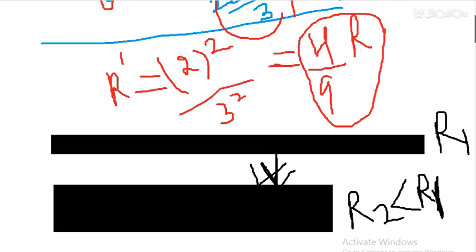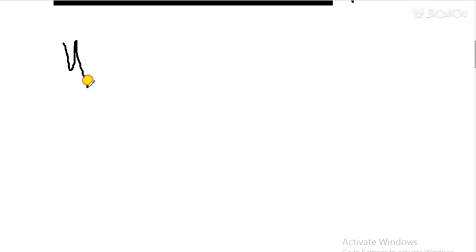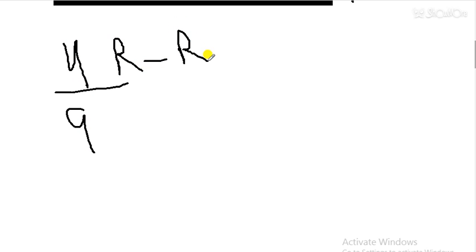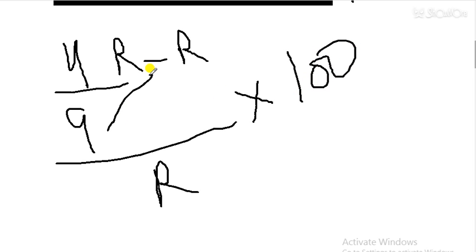So this is the type of question where the length was given as 2L by 3 and it is a compression. So the new resistance will be 4 by 9 R. You can find the change in a similar way: 4 by 9 R minus R, divided by R, the original value, into 100. This value comes out to be negative after taking the LCM. That means it is a decrease in resistance.